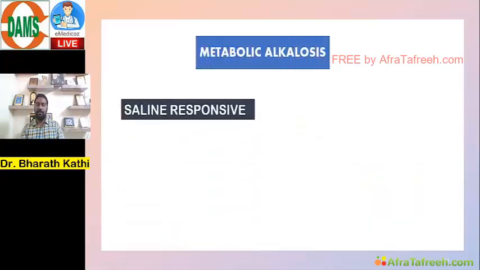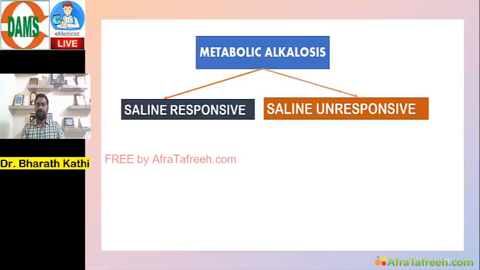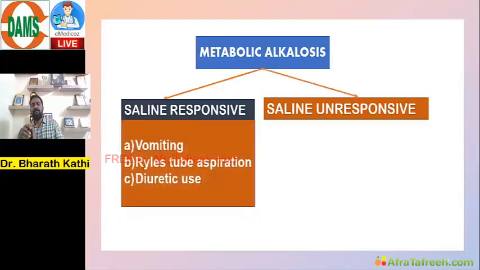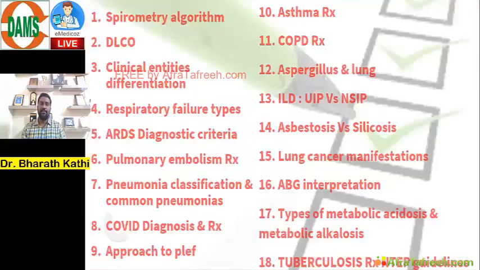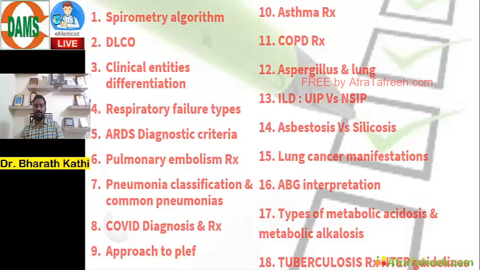Then in metabolic alkalosis, saline responsive, saline unresponsive. Saline responsive is generally associated with volume loss, vomiting, Ryle's tube aspiration, diuretic use. Saline unresponsive, we have primary aldosteronism, Cushing syndrome, renin secreting tumor, Bartter syndrome, Gitelman syndrome, Liddle syndrome. So these are all the must know topics, about 18 topics in respiratory medicine. And I have given a brief gist about each and every topic.